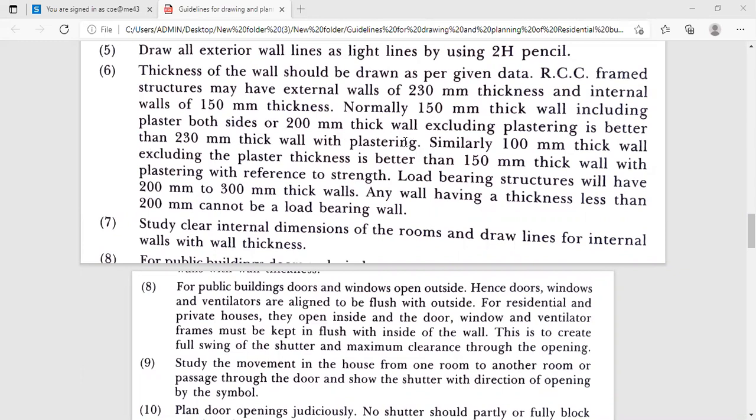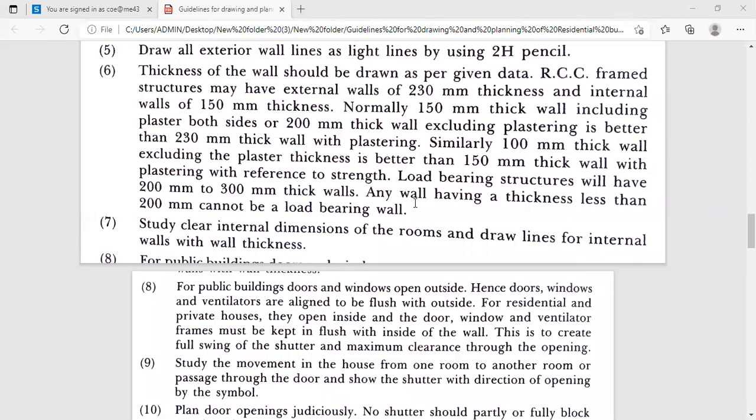Whatever wall thicknesses we show here, 230 or 150, we are going to consider the plastering thickness also in that 230 and 150. According to that you have to go for it. Similarly, a 100 thick wall excluding the plaster thickness is better than a 150 thick wall with plastering with reference to strength.